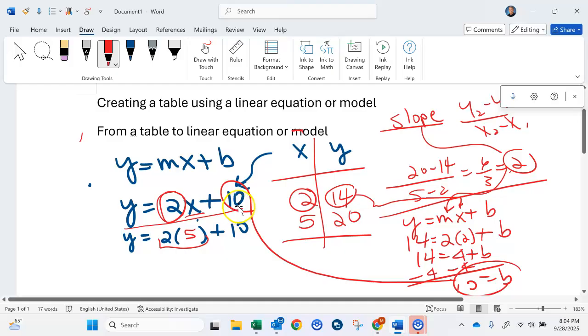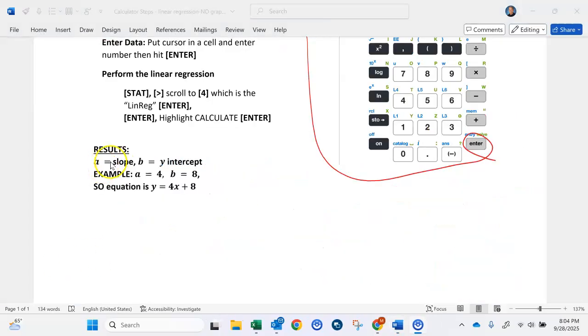And then we can use that equation to get other values. So again, the summary of the results: A is the slope, and B is the y-intercept. These are different numbers, but if it gives you, for example, A is 4 and B is 8, your equation would be y equals 4x plus 8. That would model the data. Again, this is a different example.